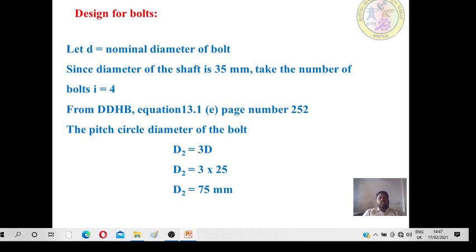Now let us move on to the design of bolts. Let d equal to the nominal diameter of the bolt, and we have considered small letter d for the nominal diameter. Since the diameter of the shaft is 25 mm, take the number of bolts I as 4. Now from the data handbook, page number 252, the pitch circle diameter of the bolt D2 is taken as 3D, 3 into 25, which is equal to 75.